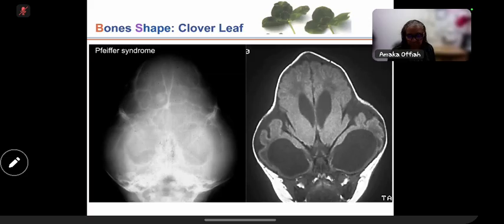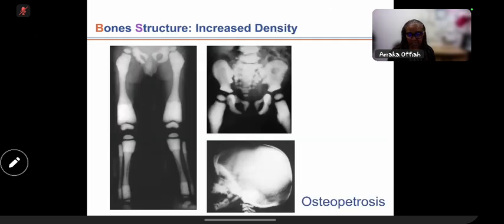No, really, they're the same FGFR3 mutation. It's thanatophoric, it's lethal, but it's just that it's been subclassified in that manner. Pfeiffer syndrome, you'd of course look at the hands and feet. Structure, here's an example of increased density in osteopetrosis. You have to be aware of how this increased density might manifest morphologically.